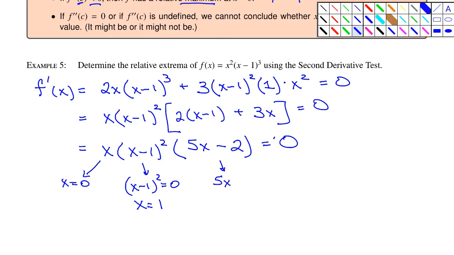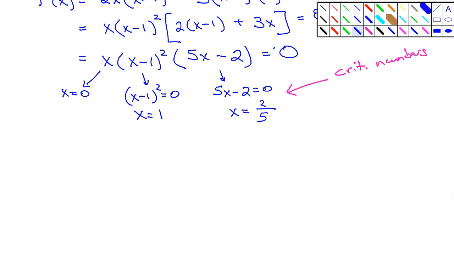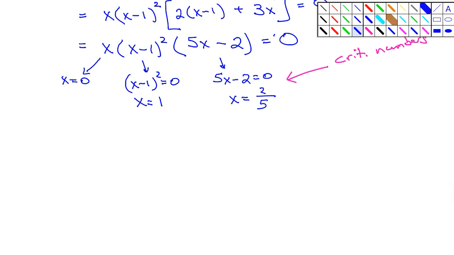And 5x minus 2 equals 0 is going to be x is equal to 2/5. So those are our 3 critical values. We're going to use the second derivative to test those to see if they're maxes, mins, or maybe we don't know. So let's find the second derivative.